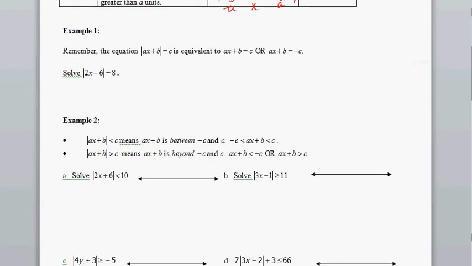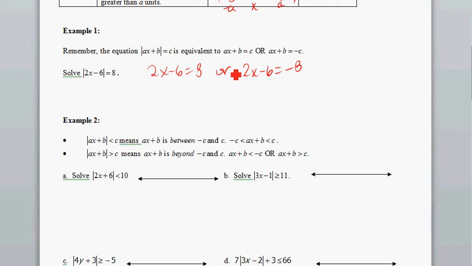When we have an equation and we have this quantity on the inside is equal to c, we make it equal to the opposite. So we take 2x minus 6 equals 8, and we keep 2x minus 6 the same, equals the opposite of 8, or negative 8. This creates an or situation.